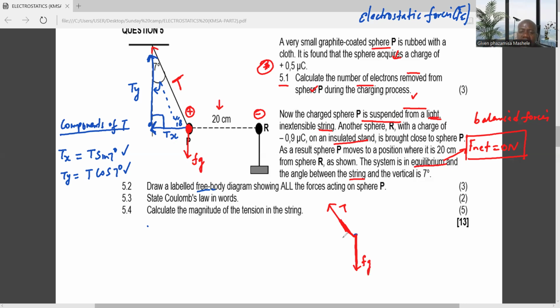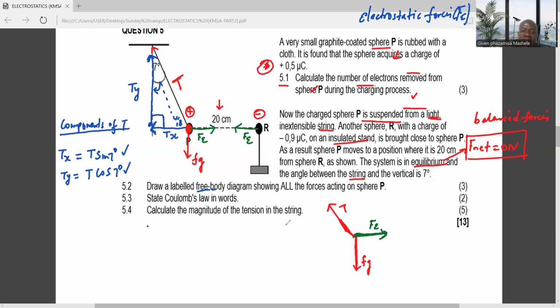Another thing is, remember, these two point charges are unlike charges. One is positive and one is negative, which means they will have an attractive force, the same in magnitude but in opposite direction. So within sphere P, we'll have an electrostatic force, Fe. The Fe will also be part of the free body diagram.